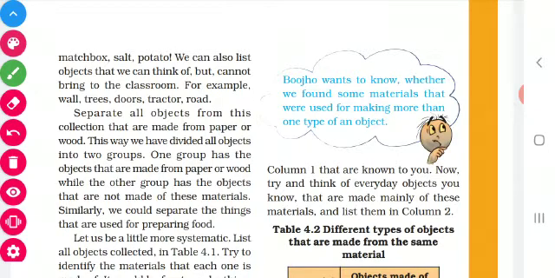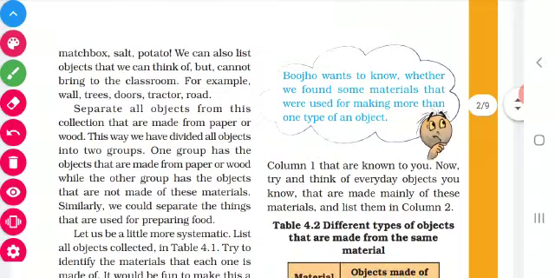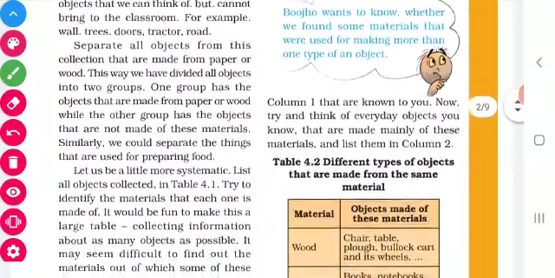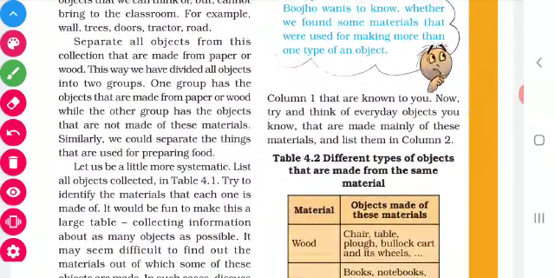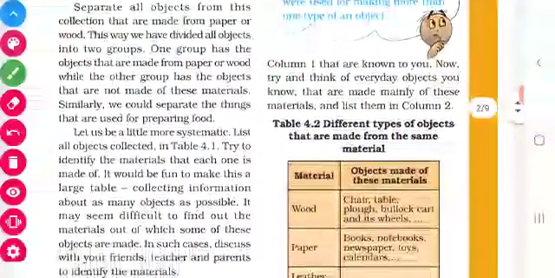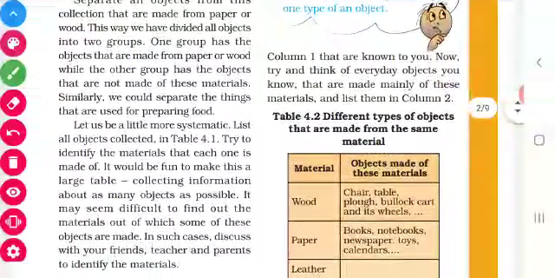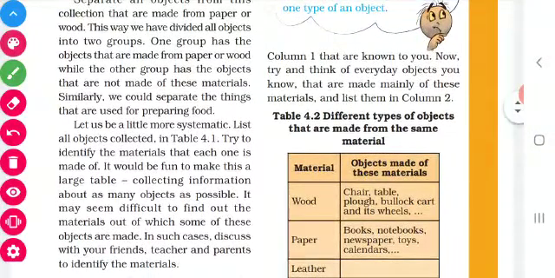Then what we have to do is separate all objects into two groups. One, the objects that are made from paper or wood. The other one, the objects that are not made of these materials. In the first group we group the materials that are made from paper or wood, and in the second, those that are not made of those materials.